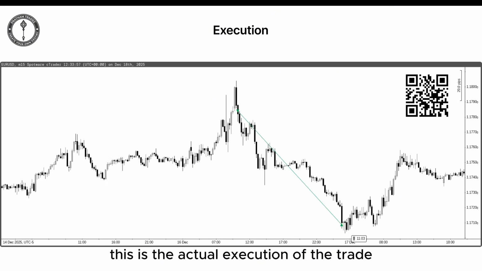This is the actual execution of the trade. The QR here links directly to the verified trade, so the execution can be independently checked.